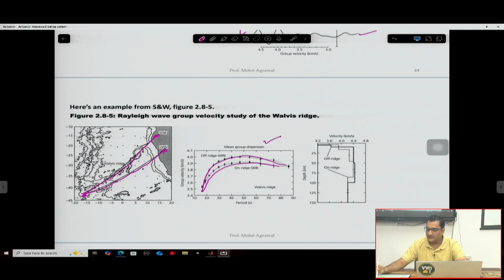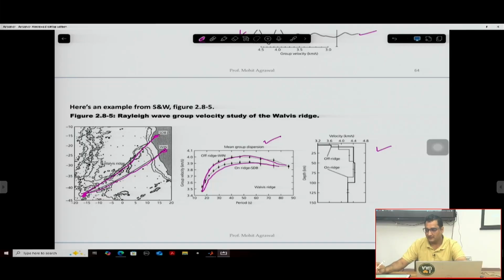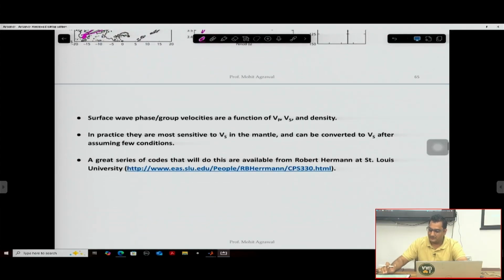And thereafter you can use some kind of modeling technique to invert the dispersion curve in order to get the shear wave velocities. So group velocities are being converted to shear wave velocities in order to find out the bulk properties of the crust and the mantle. So you can see the shear wave velocities for the off-ridge region are higher than the on-ridge region. That may be due to the hot spot present over there.